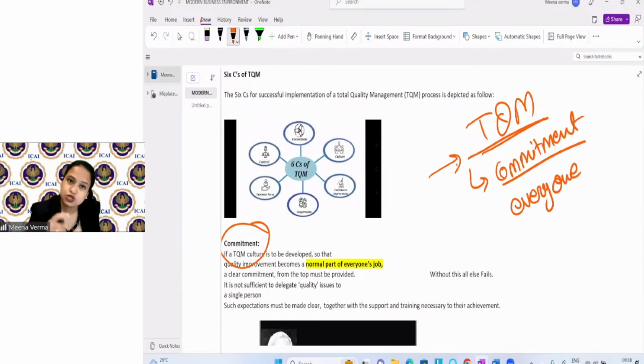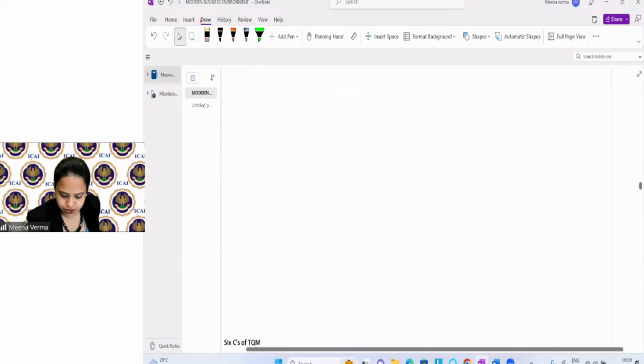Even a small level employee of the organization, up to the CEO and managing director level, everyone should be involved in producing the quality product. It is the responsibility of everyone to produce a quality product. It is everyone's job, a normal routine job. Whatever they are doing in the organization should be quality work. So this is the first point: it is the responsibility of everyone in the organization to produce a quality product.